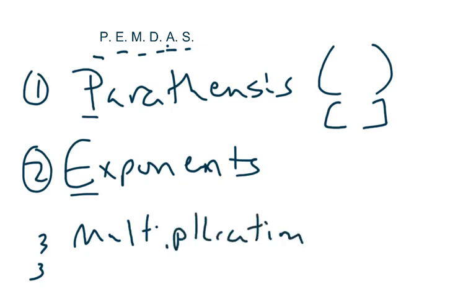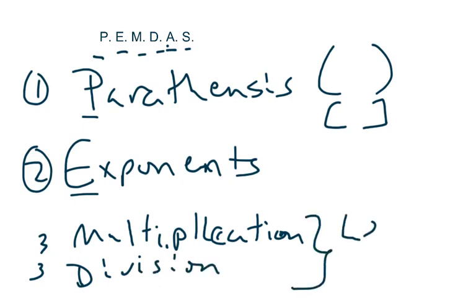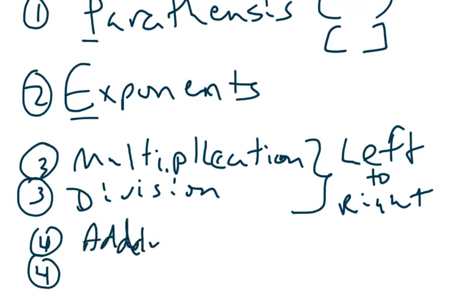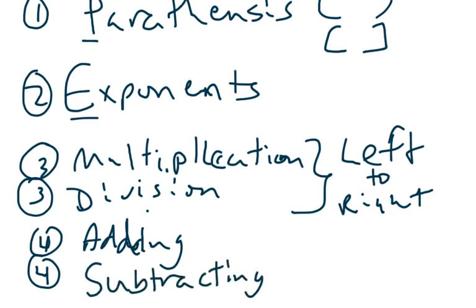Multiplication, and then we have division. And we're looking at these two, we're talking about left to right. Which one comes first, going left to right? And then we have the fourth most important thing, and like multiplication and division, it's also the left to right thing, and that is you're adding and you're subtracting. And once again, we do this left to right.